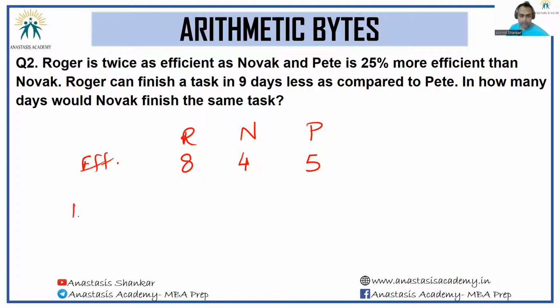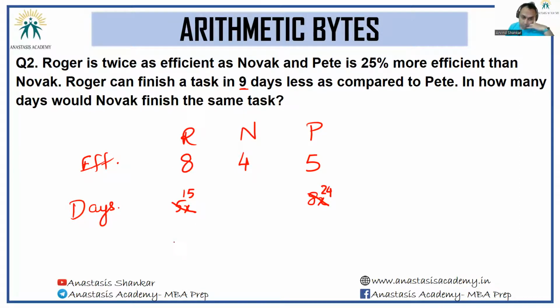If we are looking at the ratio of their days, we don't know the quantum of total work. The ratio of their days, Roger and Pete only, will be 5x and 8x. And what we have been told is 5x is 9 less than 8x. So I can happily say x is equal to 3. So it takes Roger 15 days. It takes Pete 24 days.